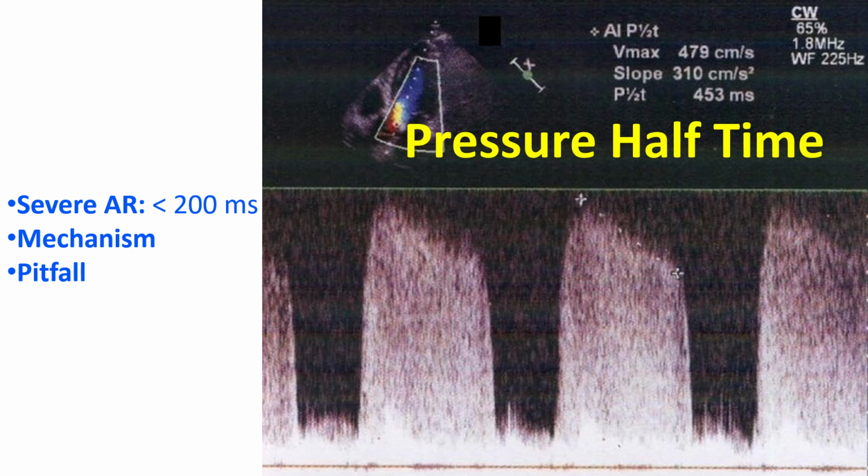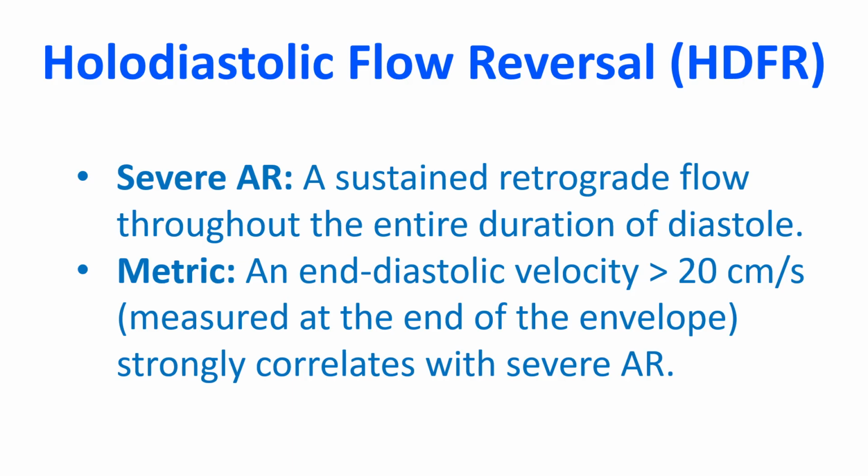But there is a pitfall. PHT is highly dependent on left ventricular compliance and systemic vascular resistance. In acute AR or patients with high left ventricular end diastolic pressure, the pressure half-time will be short regardless of severity. Holodiastolic flow reversal is one of the most specific markers for severe aortic regurgitation.